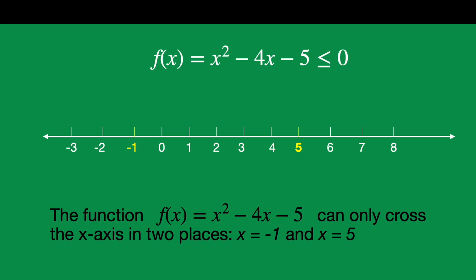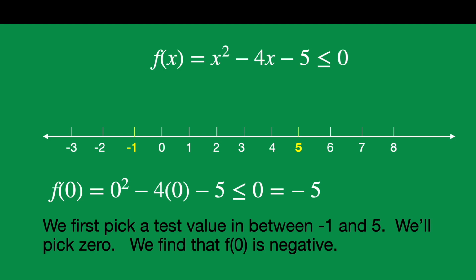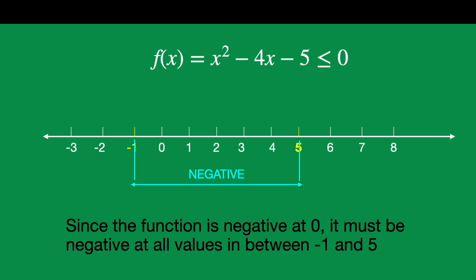Think of it as a river, and we're either north or south of the river, and we can only cross it at two places, two bridges. We need to know exactly when we're south of the river, and that will give us our solutions. So we'll pick a test value in between minus 1 and 5. An easy one is 0. We find that f of 0 is minus 5, so it's negative, because we can't cross the river any other place. So in between minus 1 and 5, we must be south of the river.